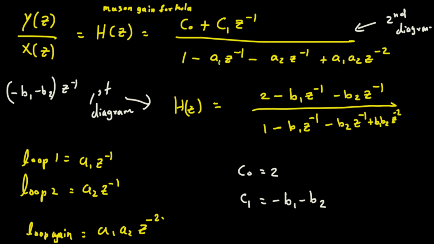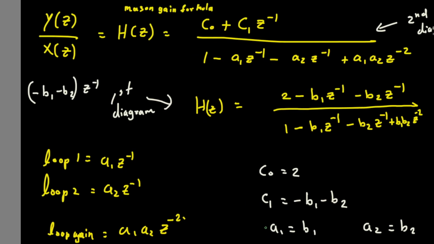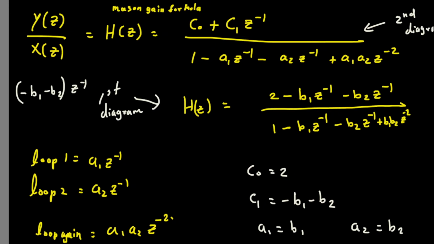And if you compare the denominator, we have a1 z power minus 1, a2 z power minus 1, and the others remain the same. So from this one we know that a1 is equal to b1, and a2 is equal to b2, and that also proves it here as well. So we know that a1 is equal to b1, a2 is equal to b2. Okay, and that's all we have to show. We have to show that these are equivalent by comparing these two equations and finding the values for each of them, like c0, c1, a1, a2. And this is our final answer.